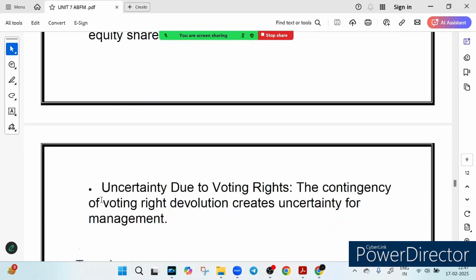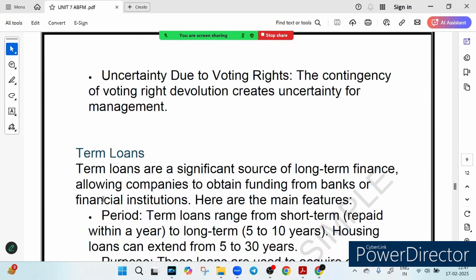And there is something called uncertainty due to voting right. The fact that preference shareholders might suddenly gain voting right creates uncertainty for management. Imagine running a company and not knowing who may have a say in the future decisions.